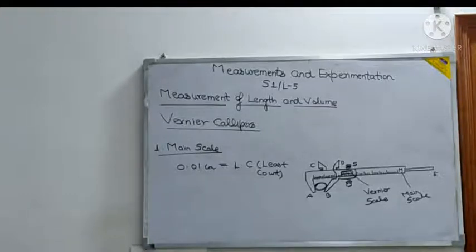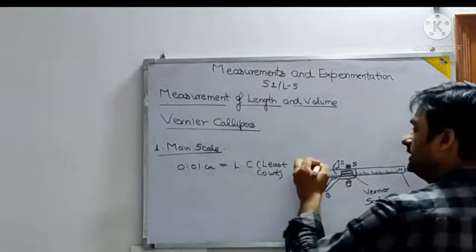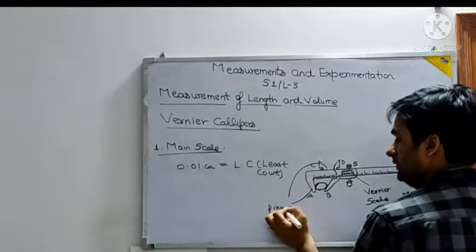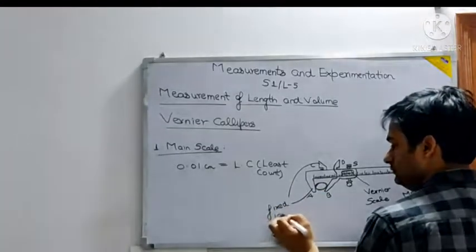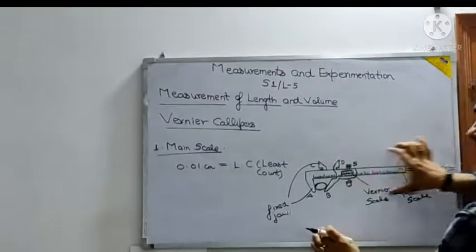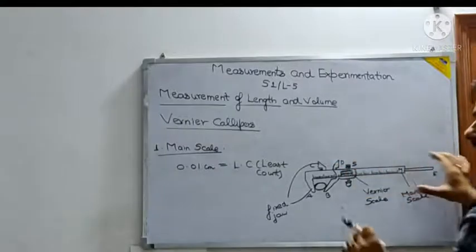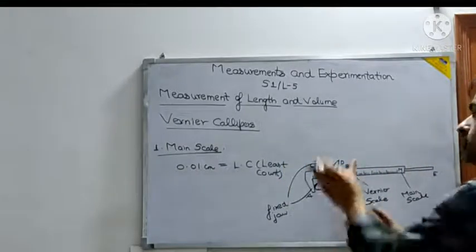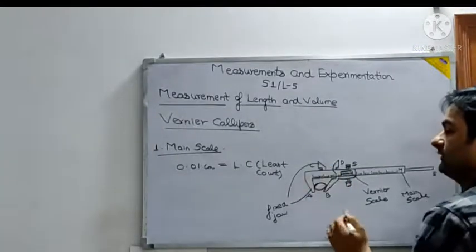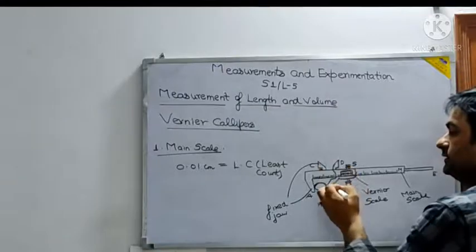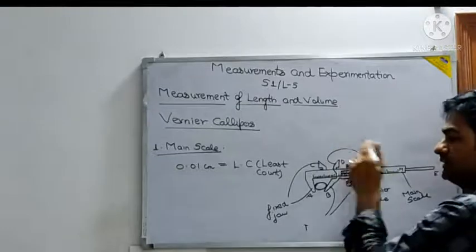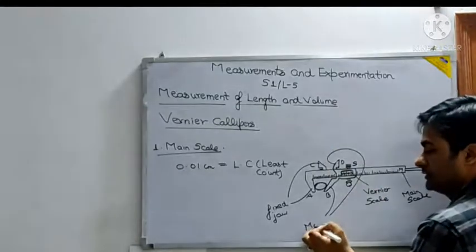Fixed jaws are there, A and C. This one I had told in the previous lecture also, and this is called the fixed jaw. Now see, this arrangement B and D only slides on the main scale. A and C are fixed. So don't think that the top one is fixed and the bottom one is movable. No. A and C are fixed jaws, whereas your B and D are, this shouldn't be the way of labeling, but still, movable jaws.